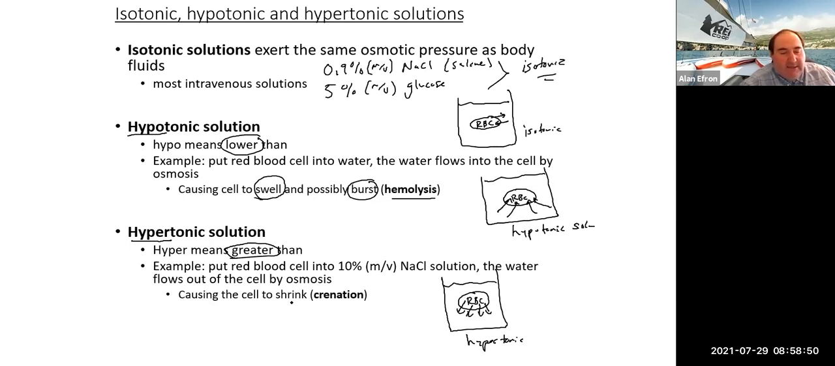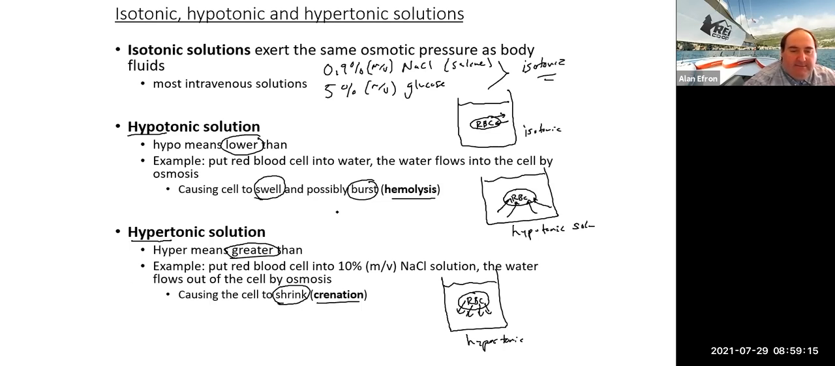And when it does, it's going to cause the cell to start to shrink and go through a process known as crenation, which obviously is not a good thing either. So isotonic solutions: 0.9% sodium chloride, some type of ionic compound that's 0.9%, again, sometimes referred to as saline. A 5% glucose is considered isotonic, nothing bad happens in that case.